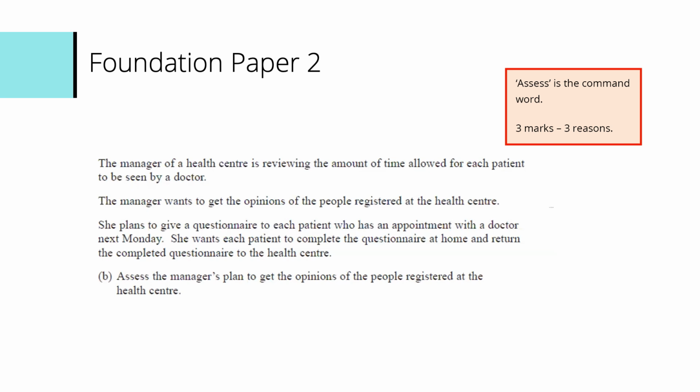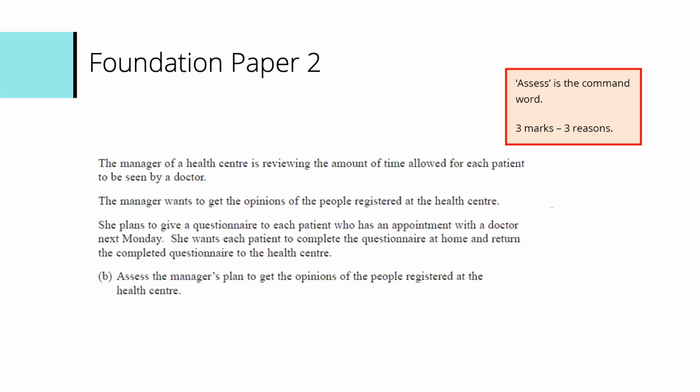So questions which were acceptable were things like: not random, excludes any without an appointment, many may not return the questionnaire, likely to be a small sample, could include some who are not registered. Questionnaire is a good way to collect opinions. So quite a lot of things that they could say there.